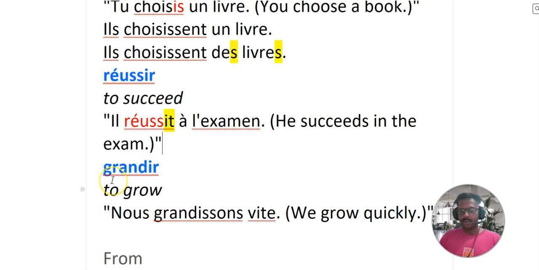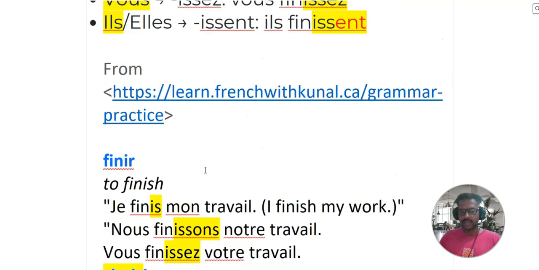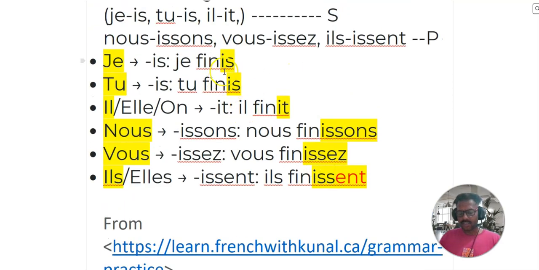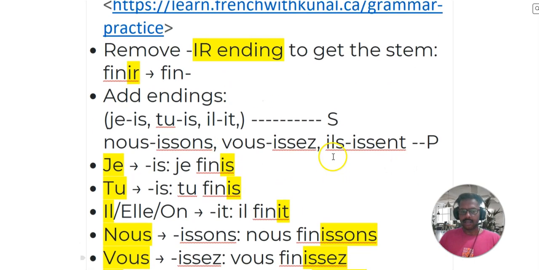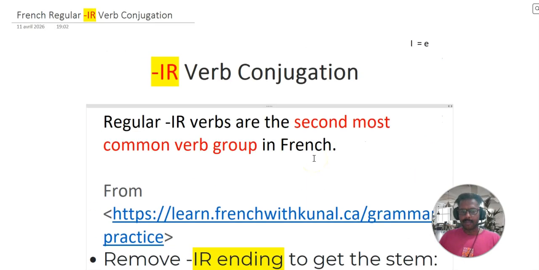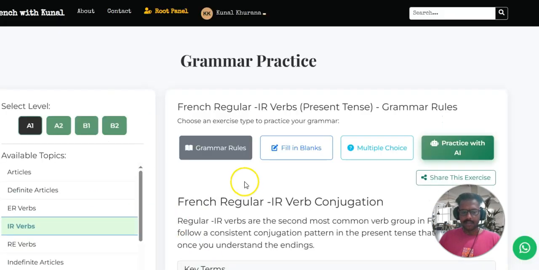So that's how you have to just learn how to conjugate the second category verbs. Just keep in mind that you have to learn these: s, s, t, ssons, ssez, ssent. That's how you have to learn it, and that's it. And then it's very easy to conjugate that. Now let's practice with the help of an example.